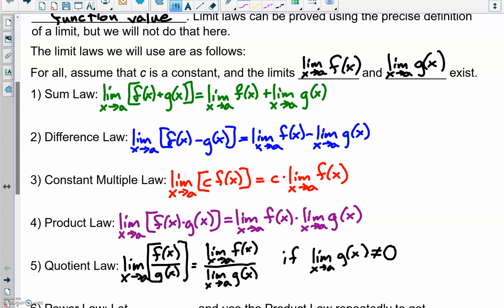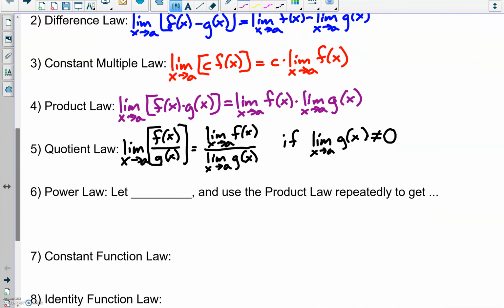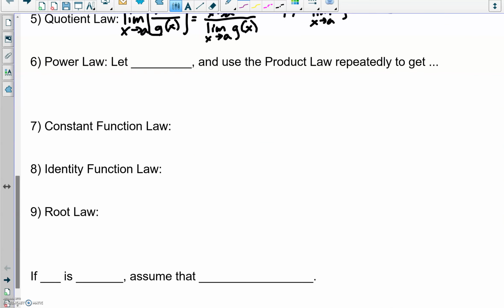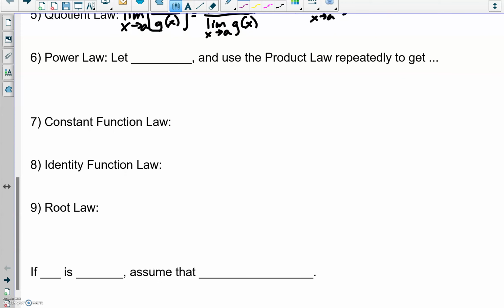But basically, the whole theme throughout all of these is that you can look at the individual pieces, find their limits individually, and then combine them with the operations. That's the main idea of the limit laws. All right, so let's look at several other ones that follow from these. Laws 6 through 9 will be the last ones that we'll see here, but let's go ahead and see what they are.